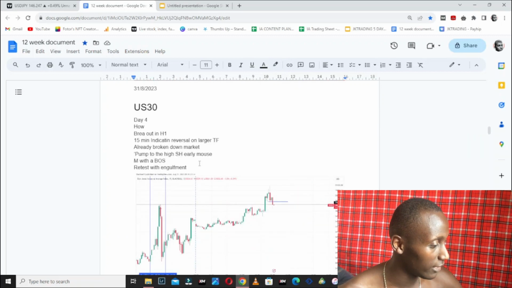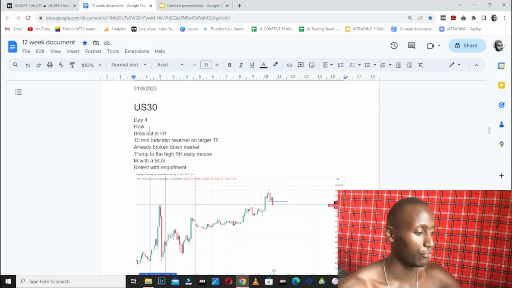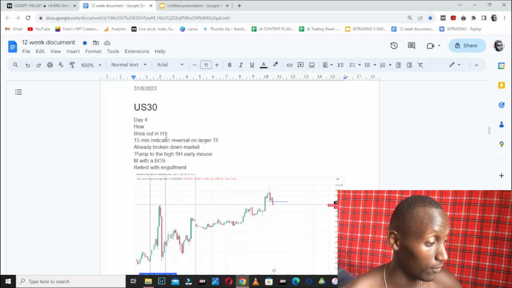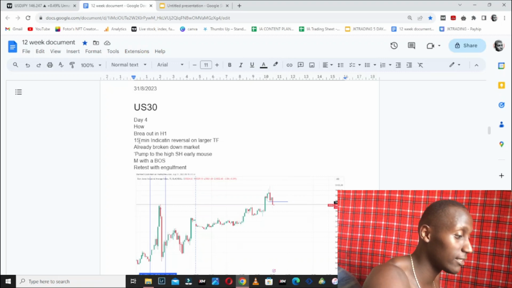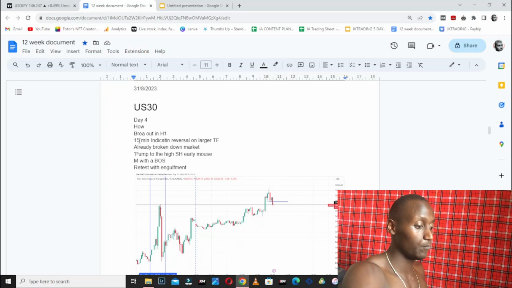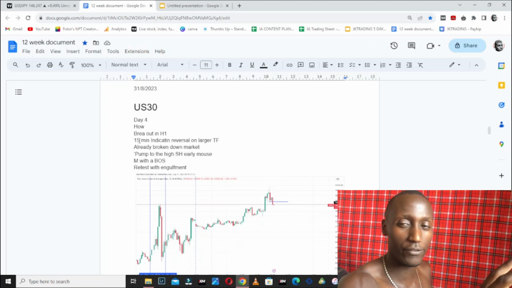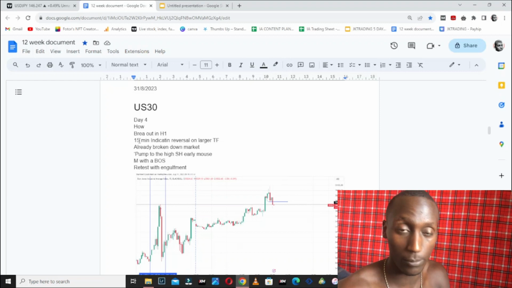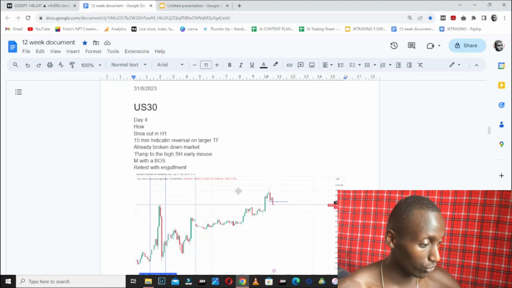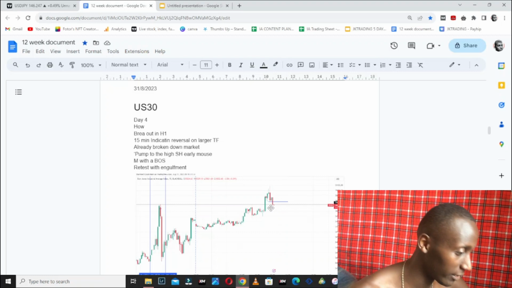Again, US 30 day 4, we had, of course, day 4 high of the week, and then we had the breakout in the first hour, and then the 15-minute time frame indicates that we will have a big reversal. So if we have a bigger picture time frame that is showing us a reversal pattern, then we know that day will be a big move day. So we had that head and shoulders pattern, and it closed below. So it closed with a breaking structure.